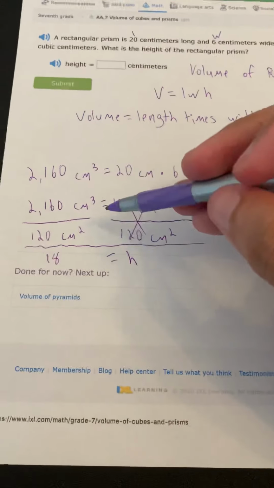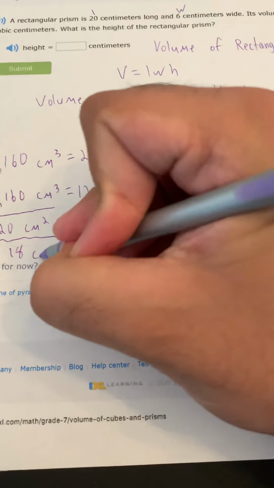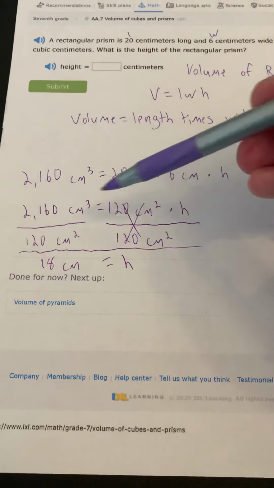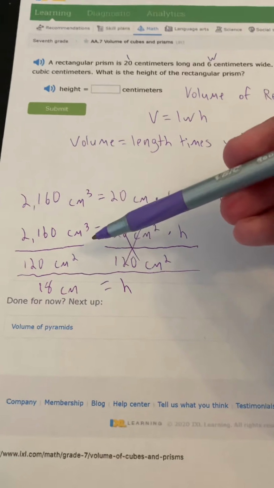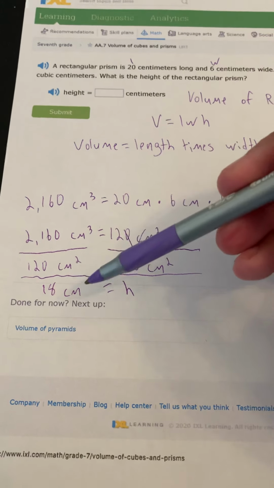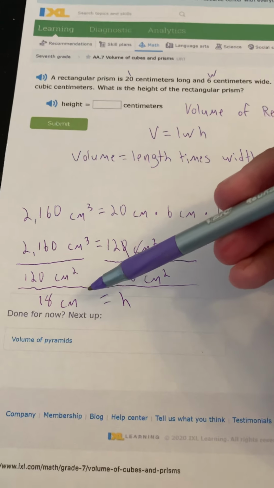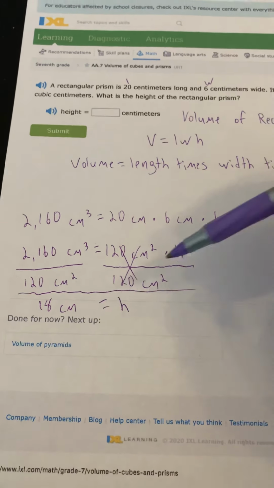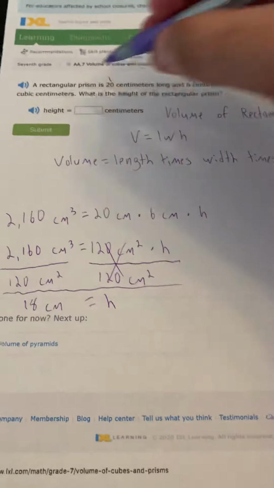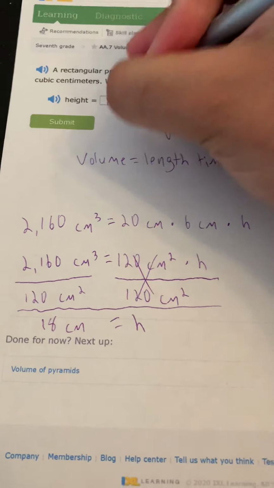And centimeters cubed divided by centimeters squared is centimeters, because whenever you have two exponents with the same base, these both have centimeters as the base, you take the numerator and subtract the denominator. So 3 minus 2 is 1. And whenever your exponent is 1, it's imaginary, so you don't write it. So it's just 18 centimeters. So the answer to our question is the height is 18 centimeters.